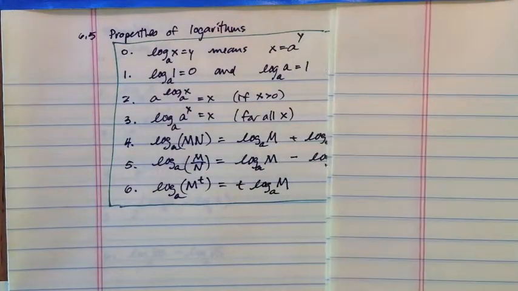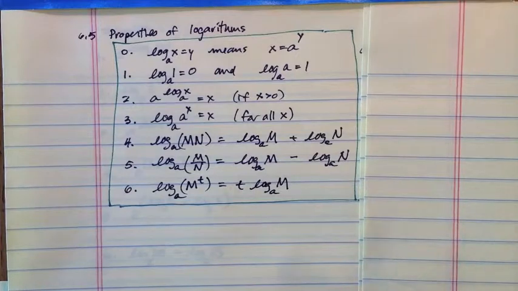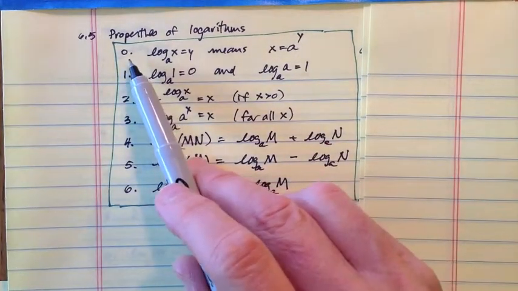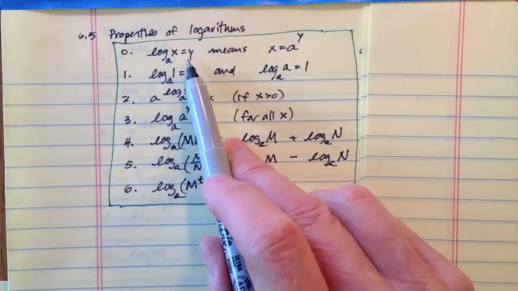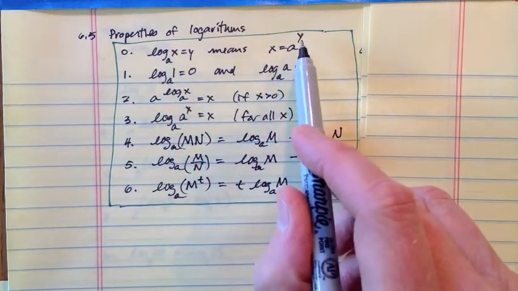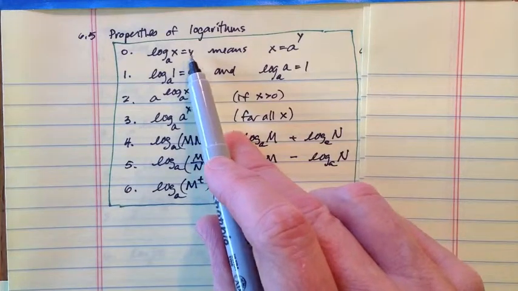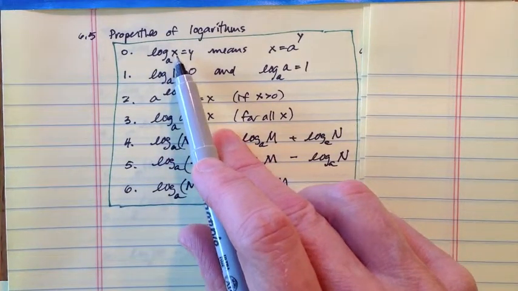Well, let's talk about properties of logs. Here are some rules that everybody in Math 101 needs to know. The first one, property 0, I gave it the number 0 because it's just the definition of logs. Log base a of x equals y means that x equals a to the y. It means that y is the exponent I raise a to in order to get x.